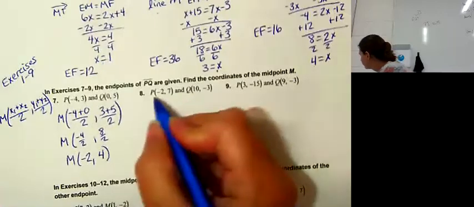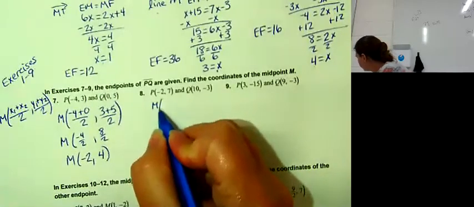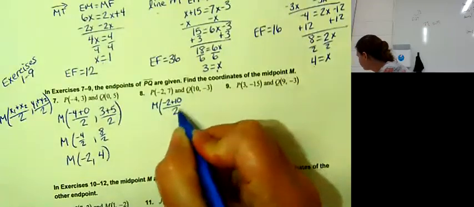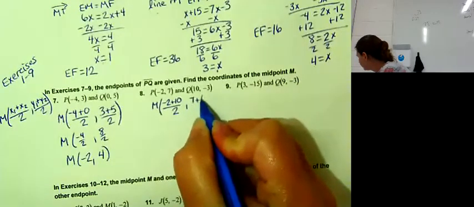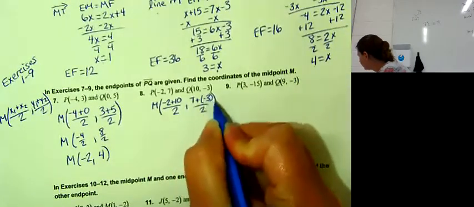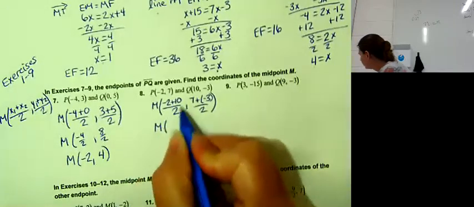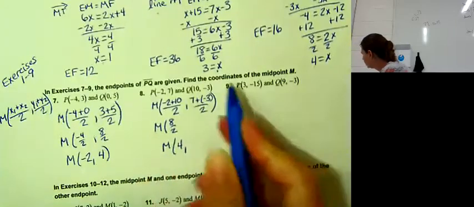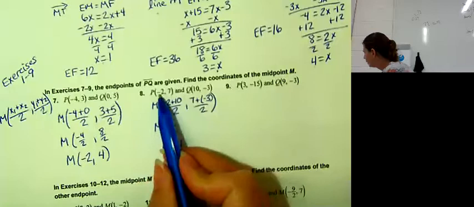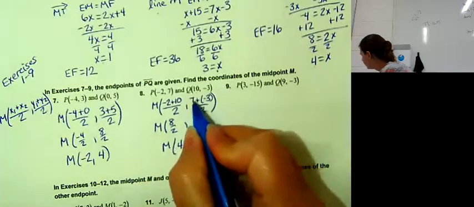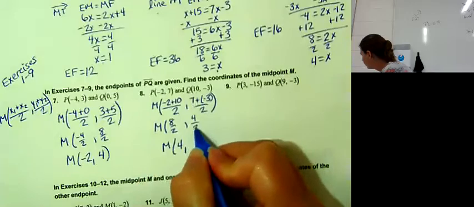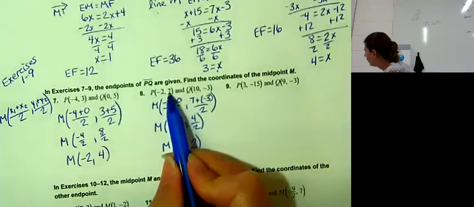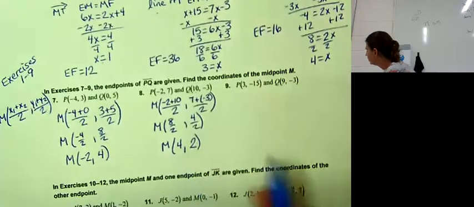So here are my endpoints. So my midpoint is going to be when I average my x's, so -2 plus 10 divided by 2, 7 plus a -3 divided by 2. So I'm going to get 8 divided by 2. So my x value is going to end up at 4, which if you think about it, that is halfway between -2 and 10. And 7 plus a -3 would be 4 divided by 2. So I end up at 2. And if you think about it, same thing here, halfway between 7 and -3 is 2.